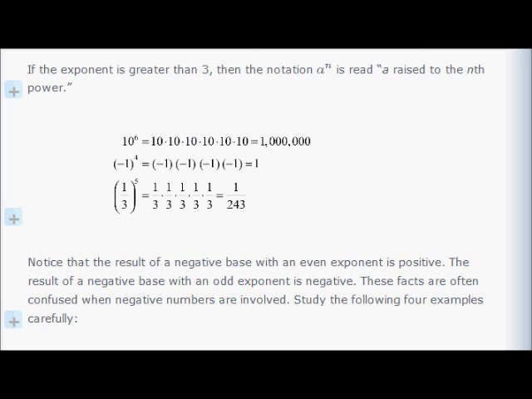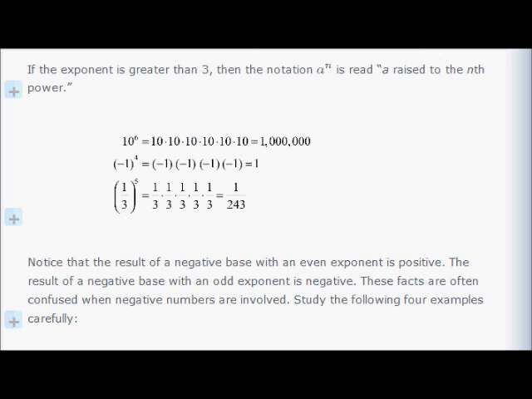Negative 1 parenthesis to the power 4, or raised to the 4th power. Again, you have 4 factors, which are the base. So these 4 factors here are all the negative 1 that is the base. You have an even number of negative signs, so you can pair off the negative signs and cancel them all off into positives, leaving the result being positive. And of course, 1 times 1 times 1 times 1 is 1, so the answer is positive 1.